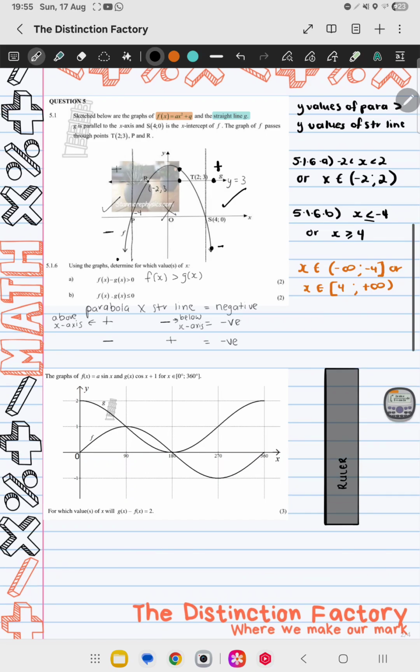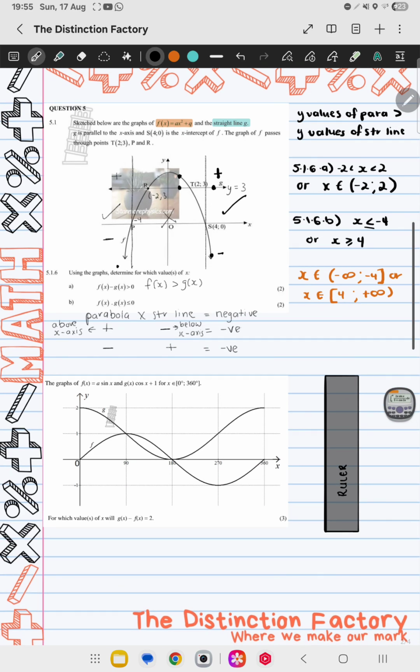We are continuing with function notation, a comparison of two different graphs. In our previous videos, I explained the straight line test, the comparison of one graph rather, and we looked at the question that's on the screen currently.